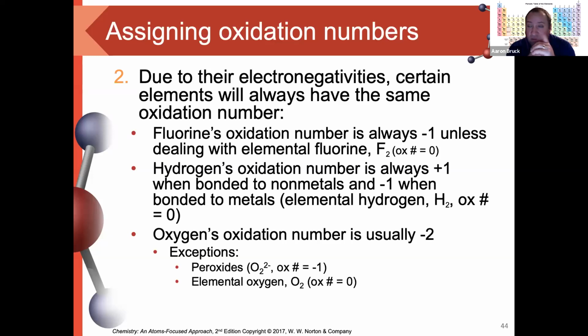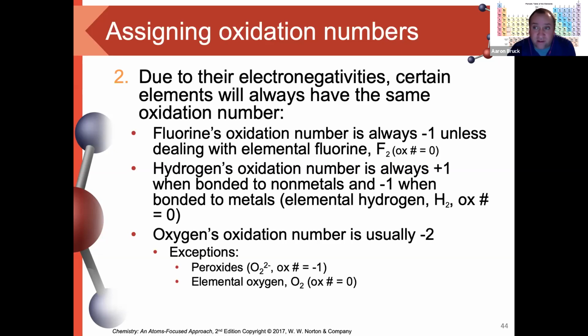Unless one of a couple of things. If it's bonded to fluorine, fluorine is going to supersede it. In molecules like OF2, oxygen actually has a pretty rare positive 2 state associated with it. Elemental oxygen, obviously, is going to have an oxidation number of 0. And peroxides are kind of the rare circumstance where we have a -2 charge shared by 2 oxygens, and so they average out to -1 each. Aside from that, pretty straightforward. The last thing that we can bank on is that hydrogen, when it is bonded to nonmetals, is going to have a positive 1 charge.